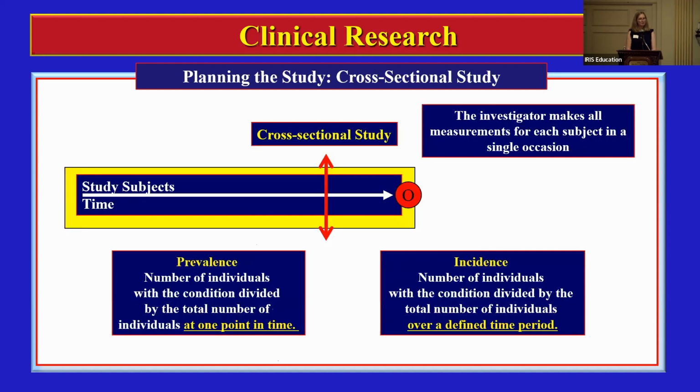In a cross-sectional study, the investigator makes all the measurements for each of the subjects at a single occasion. We get all the information at one point in time. And by doing a cross-sectional study, we can calculate the prevalence of the condition.